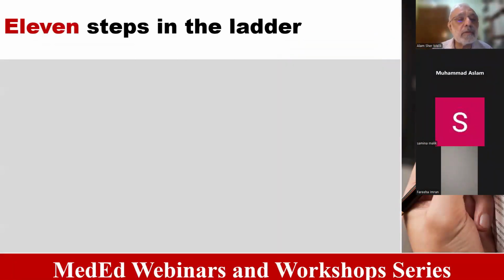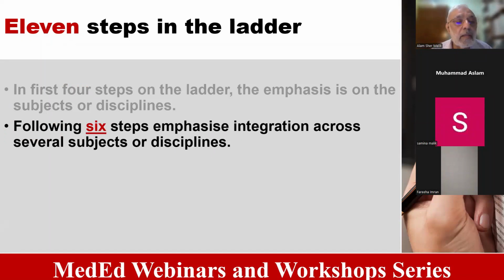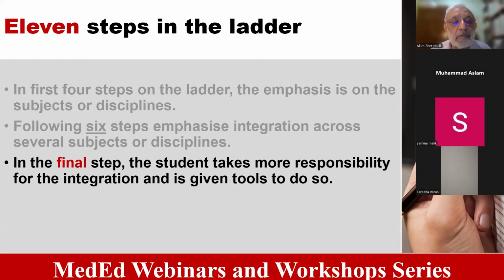So if we summarize these 11 steps in the ladder, the first 4 steps on the ladder, the emphasis is on the subject or discipline. So there is almost no integration in the first 4 levels. Then the following 6 steps emphasize the integration across several subjects or disciplines, mainly under themes. And then the final step, which is the 11th, which is transdisciplinary, the student takes more responsibility of the integration and is given tools to do so, which of course is very, very challenging to implement.